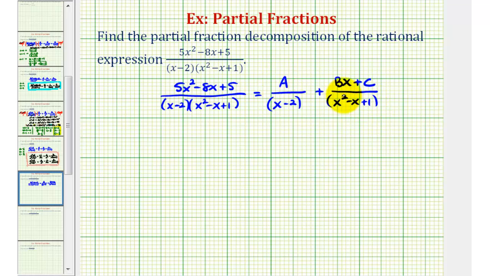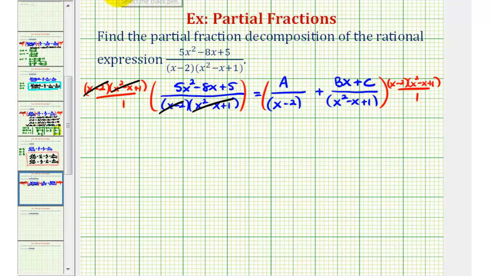And now for the next step, we're going to clear the fractions from this equation and then solve for a, b, and c. So to clear the fractions, we're going to multiply both sides of the equation by the LCD, which would be the quantity x minus 2 times the quantity x squared minus x plus 1. Notice on the left side, this simplifies nicely, x minus 2 over x minus 2, and the quadratic factor over the quadratic factor. So we're left with 5x squared minus 8x plus 5.